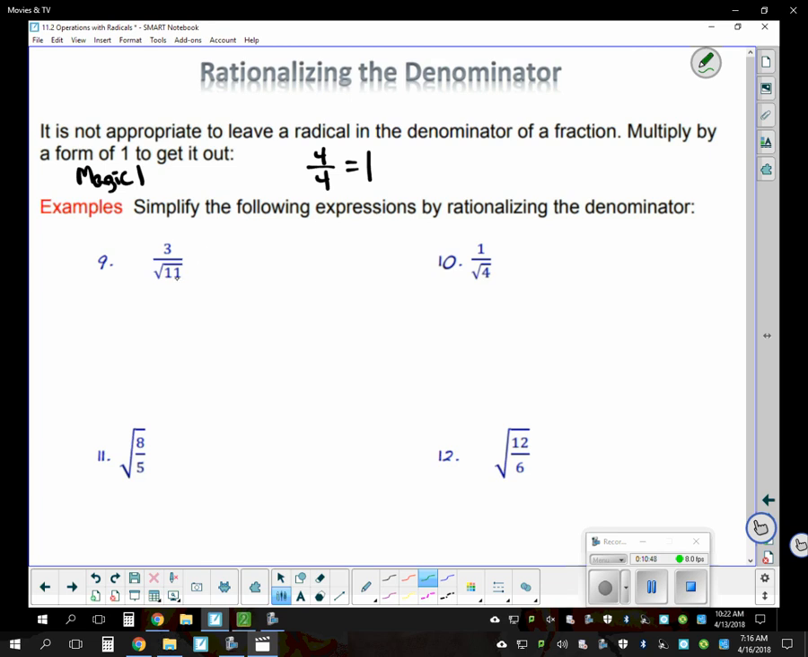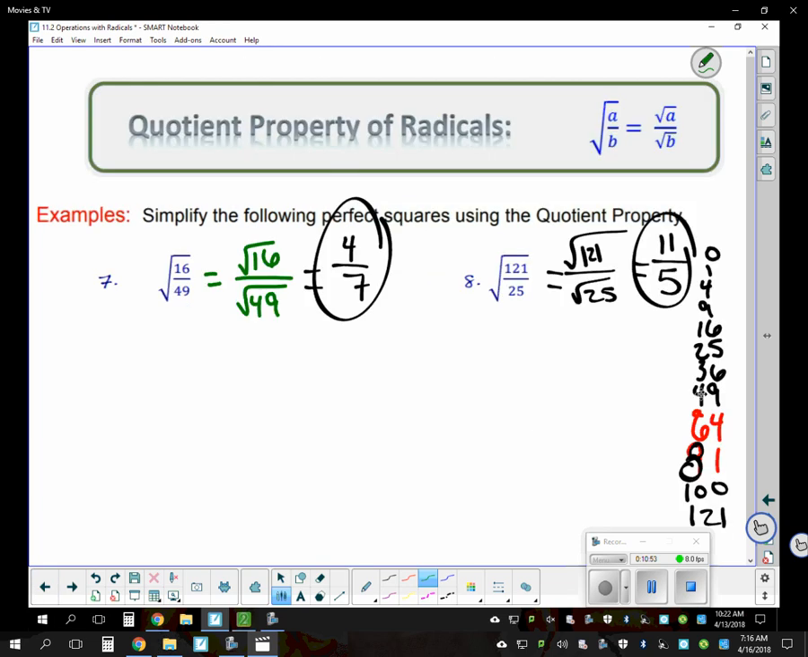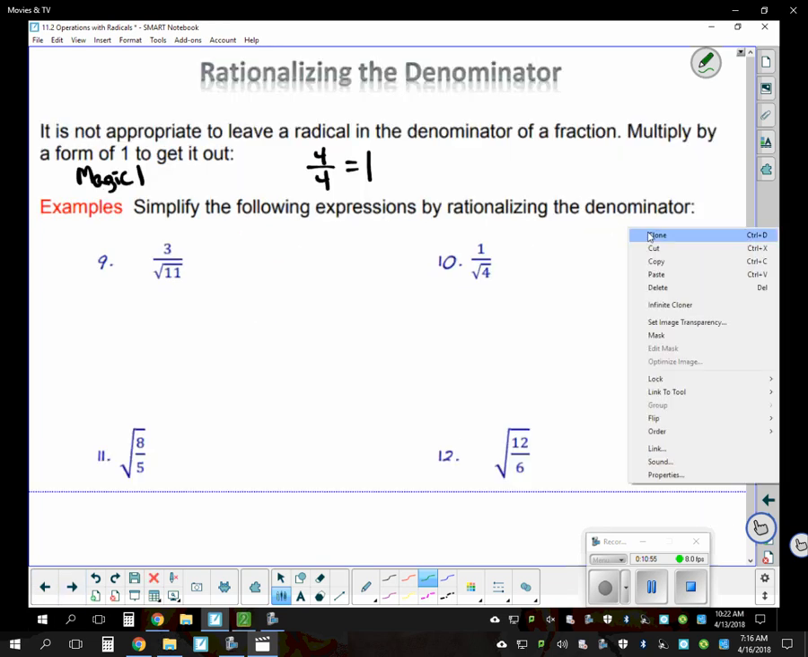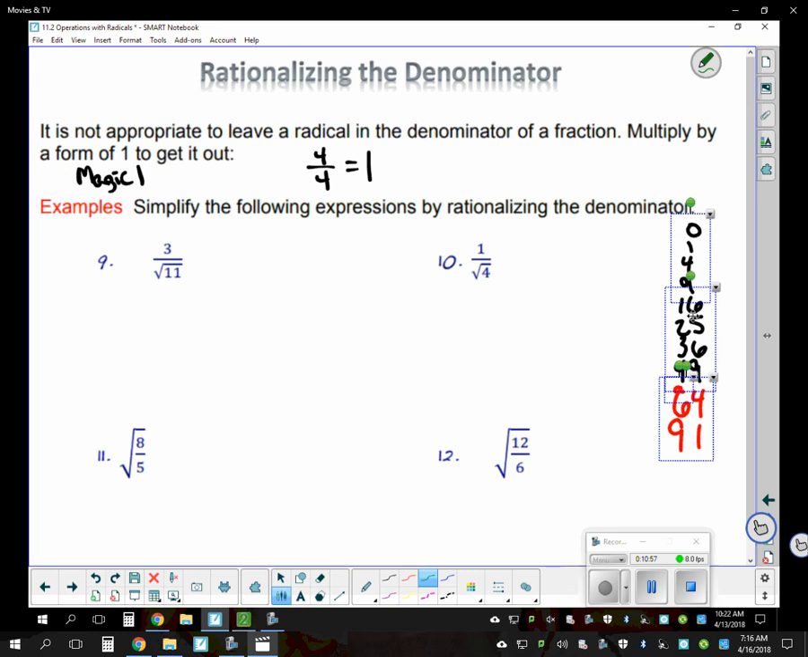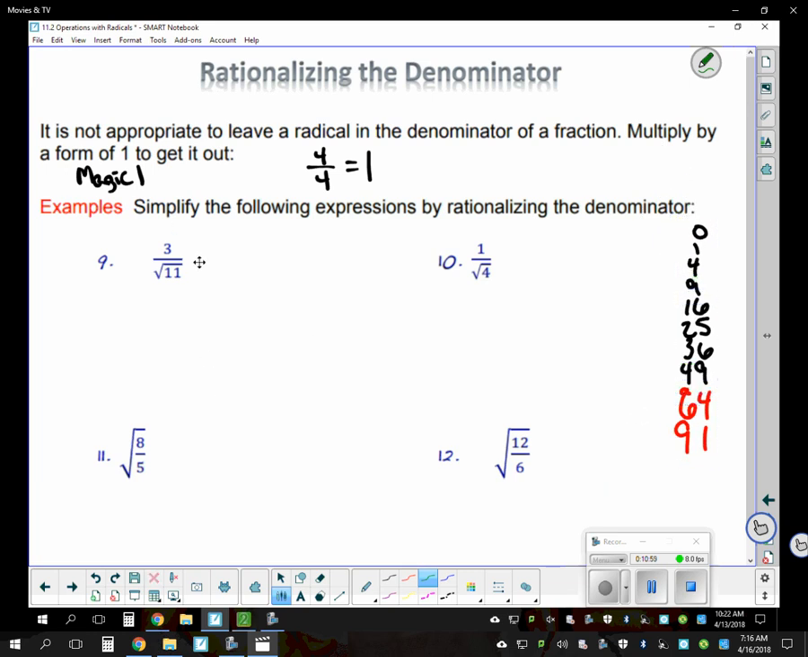So we have 3 over square root of 11 for our first problem. Square root of 11, let me get this list one more time. There it is. Square root of 11 cannot be simplified. It can't be divided by 9 or 4, and we know 1 and 0 aren't going to help us. So we multiply by a magic or creative 1. And it's just going to be whatever the denominator's radical is. You have to do it on top and bottom because the same thing over the same thing is equal to 1, and you can always multiply by 1 because that doesn't change a problem's value.